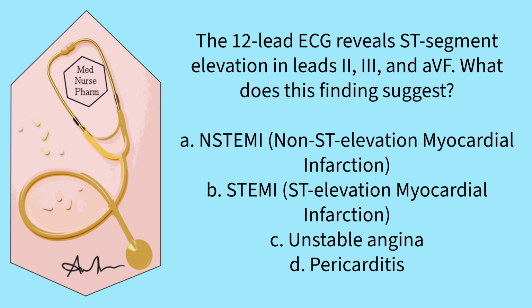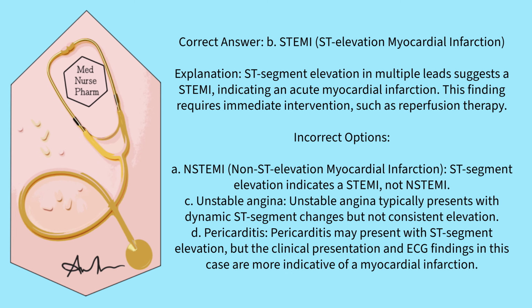The 12 lead ECG reveals ST segment elevation in leads 2, 3, and AVF. What does this finding suggest? A, N-STEMI. B, STEMI. C, unstable angina. D, pericarditis. Pause the video and select your answer. The correct answer is B.